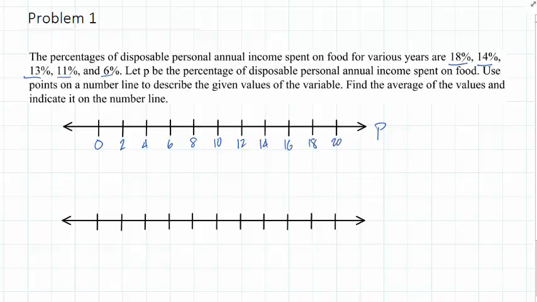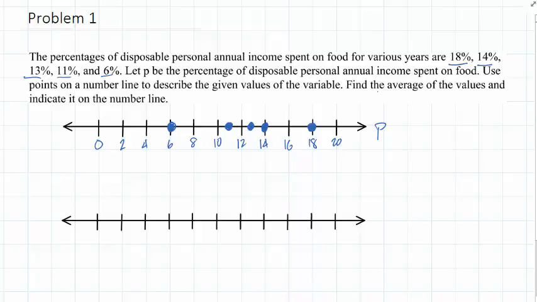So let's start with 18, and these are the percentage values. So this is 18, 14, 13. There's no 13 tick here, but I know 13 is between 12 and 14, so I'm going to put 13 here. 11, and then 6. So that's the first part.